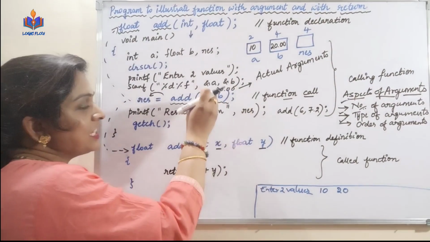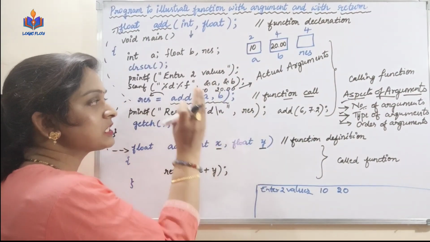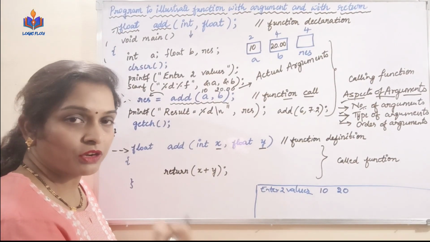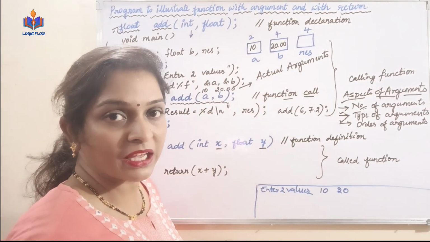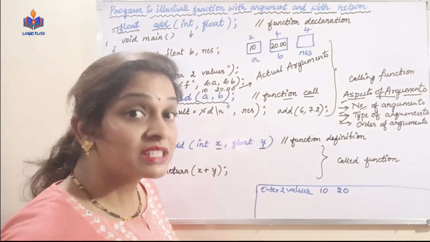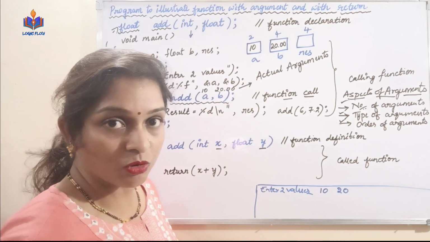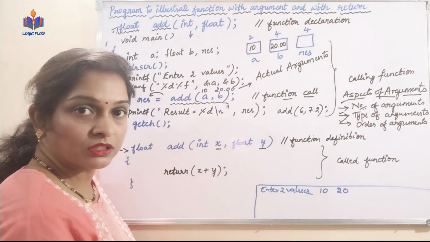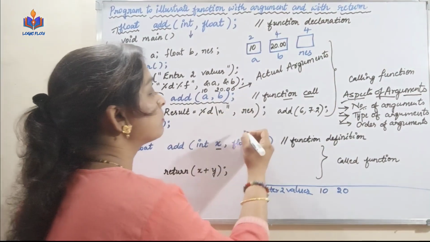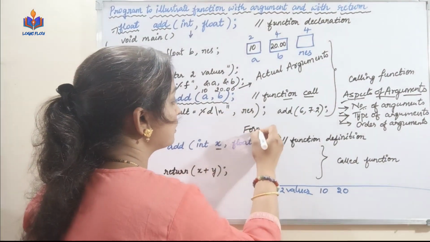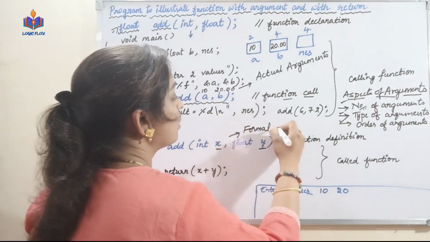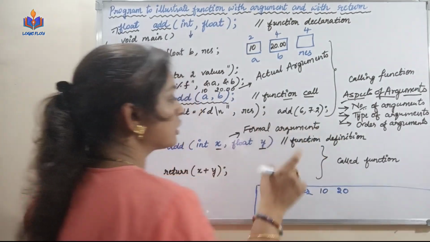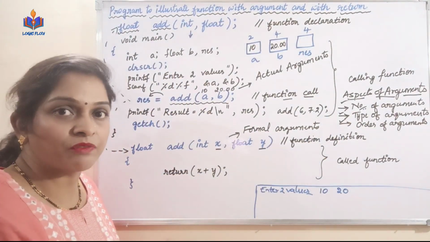When these values are passed, there must be some variables that receive them, right? For example, if guests are arriving at your place, you must be there to receive them. In the same way here, when I am passing something, there must be something to receive it. So here we have the formal arguments. What are formal arguments? They are the arguments which are created formally to receive the values.